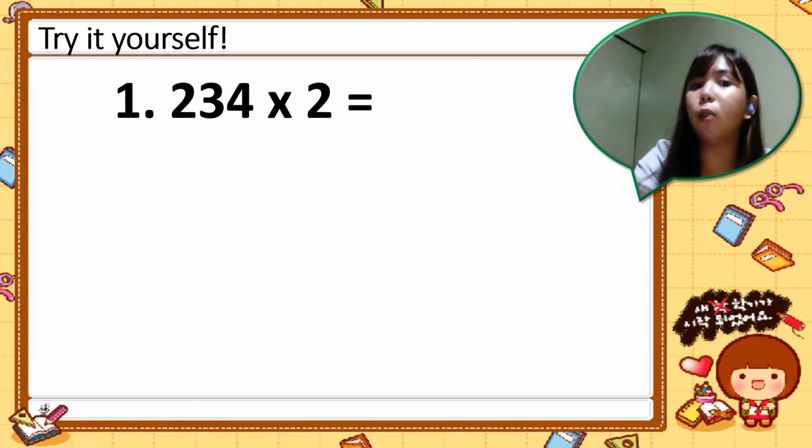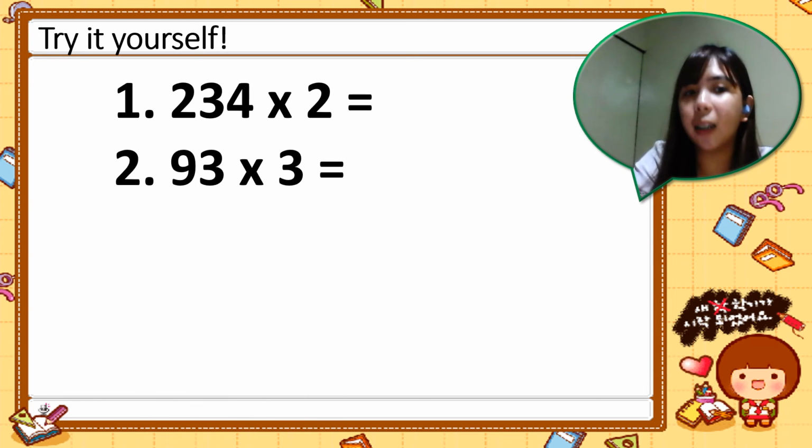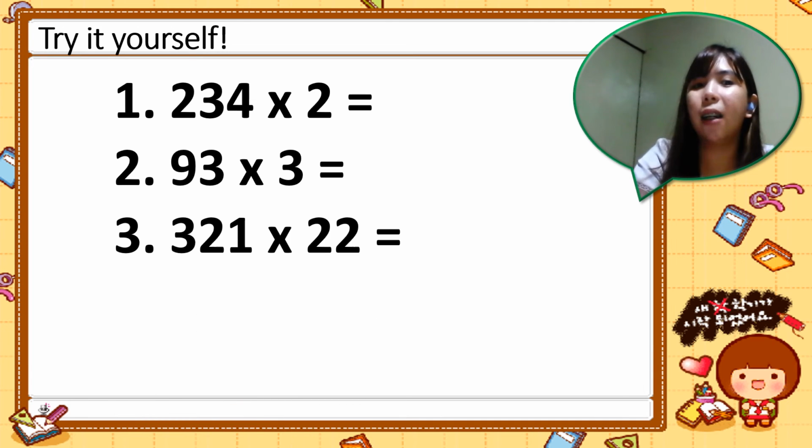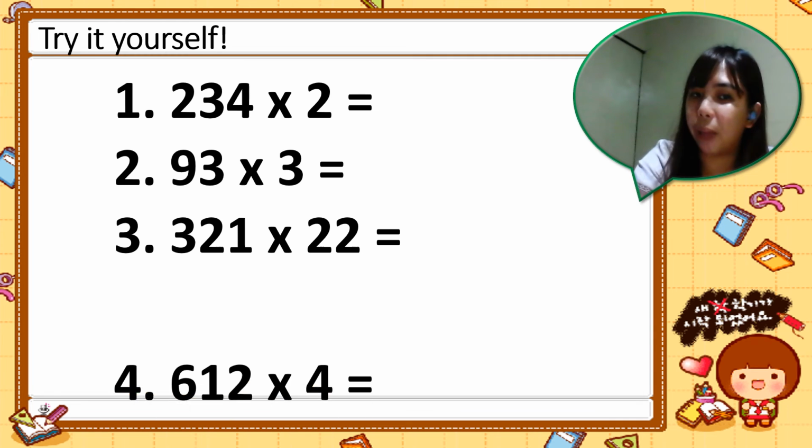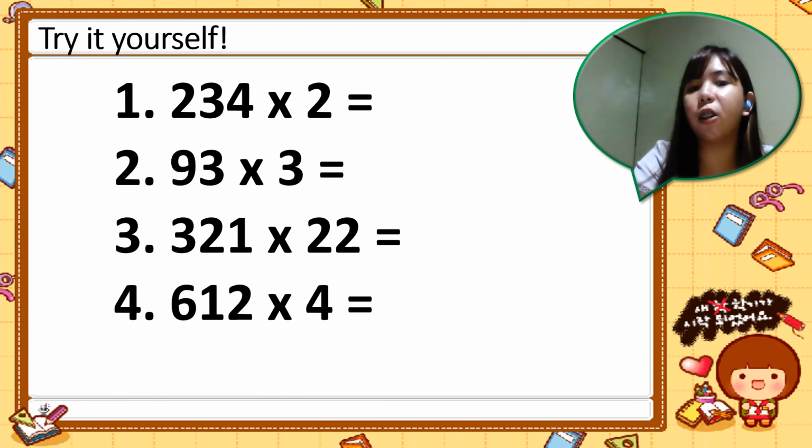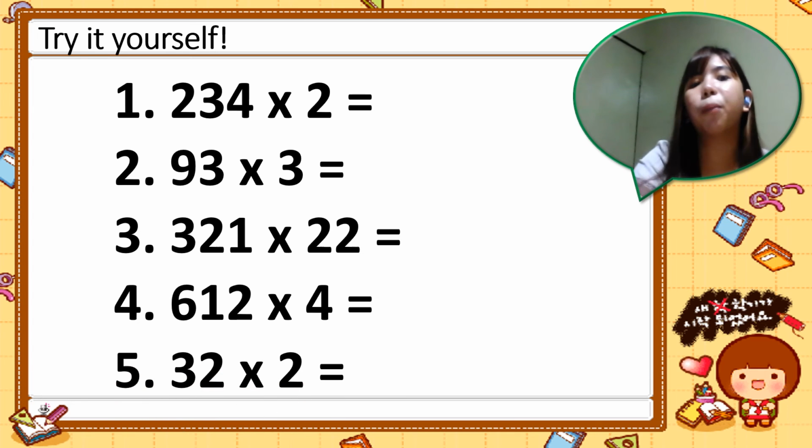So, number 1, 234 times 2 is equal to blank. Number 2, 93 times 3 is equal to blank. Number 3, 321 times 22 is equal to blank. Number 4, 612 times 4 is equal to blank. And last one is 32 times 2 equals to blank.